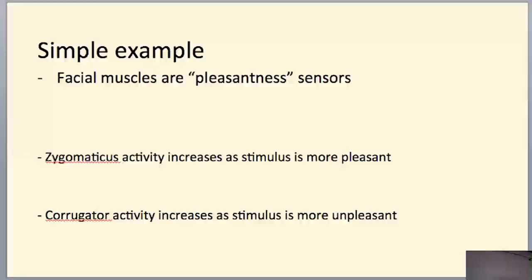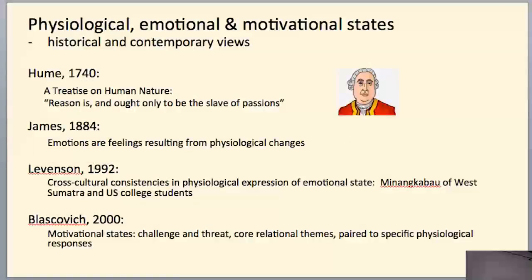And then there's another one called corrugator here. When I'm frowning, this muscle up here, it's the same thing, but the opposite. It's an unpleasantness sensor. So those are simple examples of how those things might be measured.